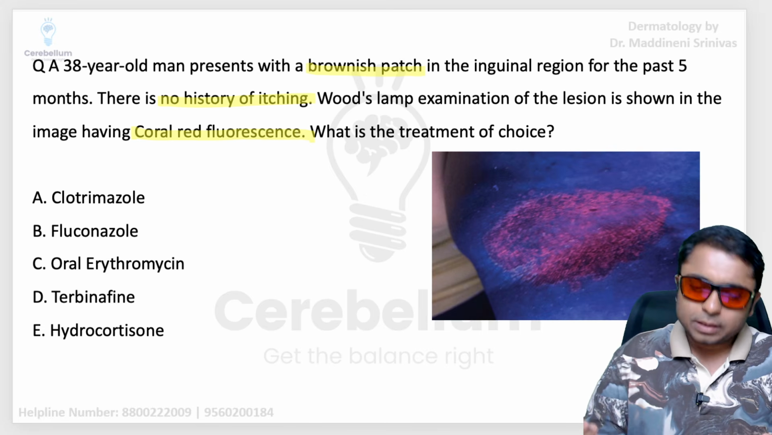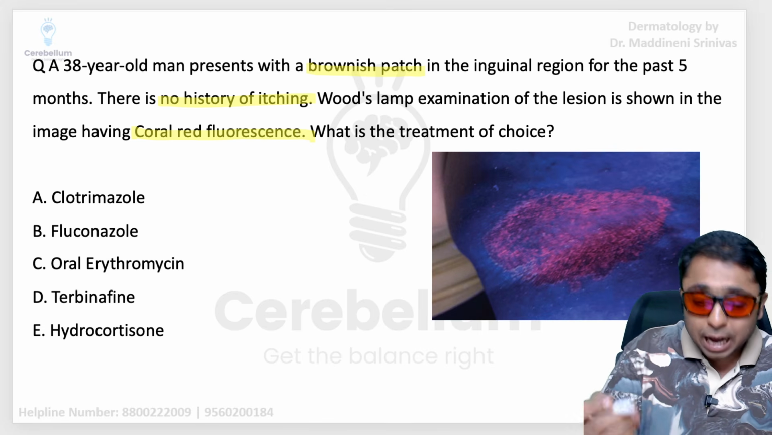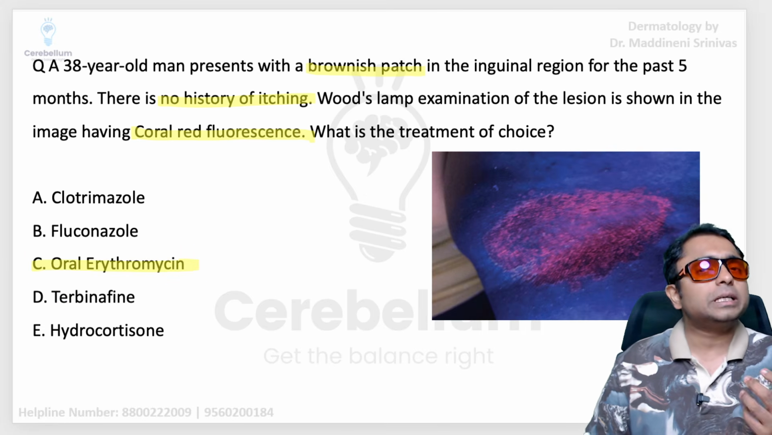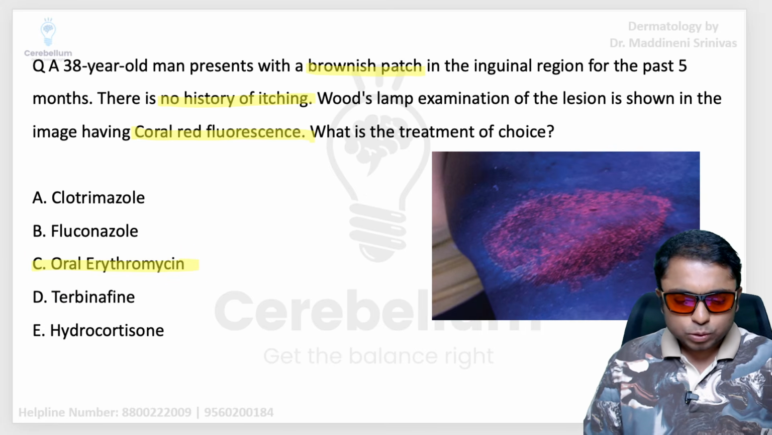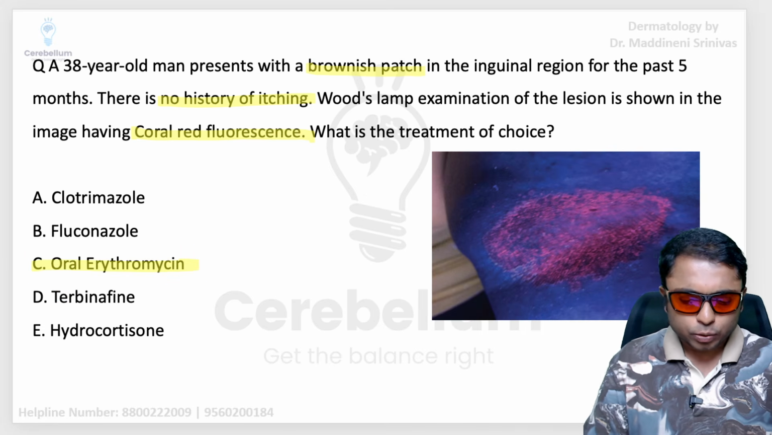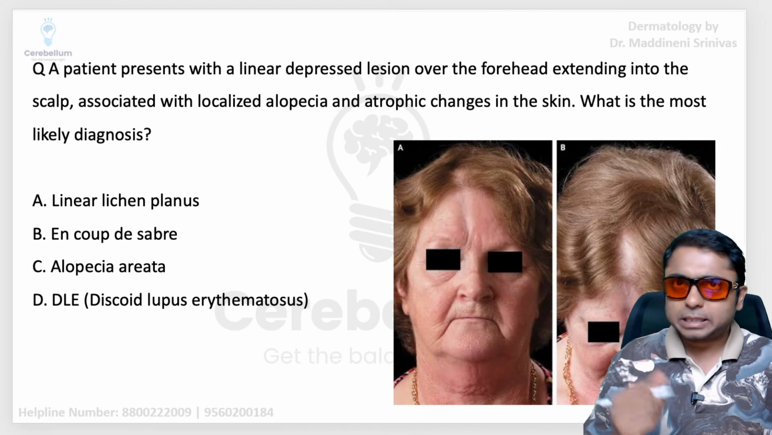So in this, what will be the treatment option? We have to give an antibiotic. So oral erythromycin is going to be the better option. If there is any other option, you can please put it in the comment section.